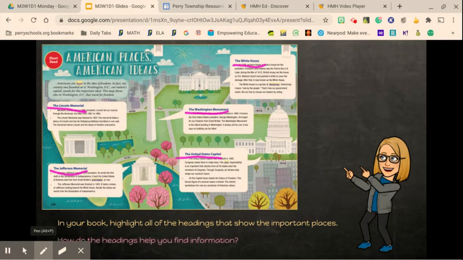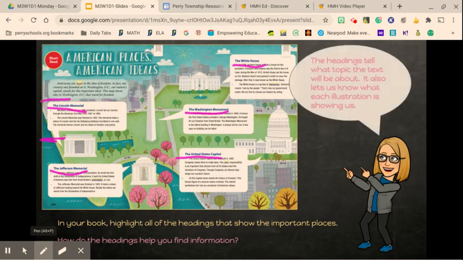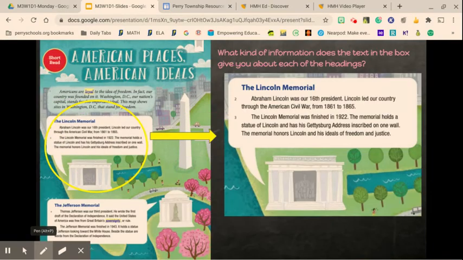And then think about, how do the headings help you find information? Well, the headings here are giving me an idea about what that section's going to be about. When I read this section right here, I'm going to be reading about Lincoln Memorial. The heading helps me to understand that. So headings tell what topic the text will be about. It also lets us know what each illustration is showing us. All right, so looking at the one side of this, we're going to focus on one part, and it says, what kind of information does the text in the box give you about each of the headings?